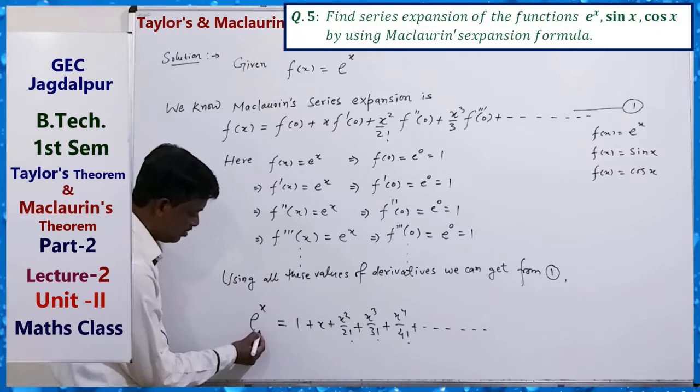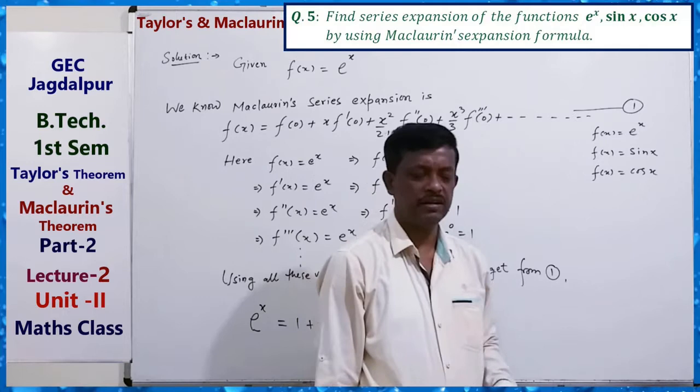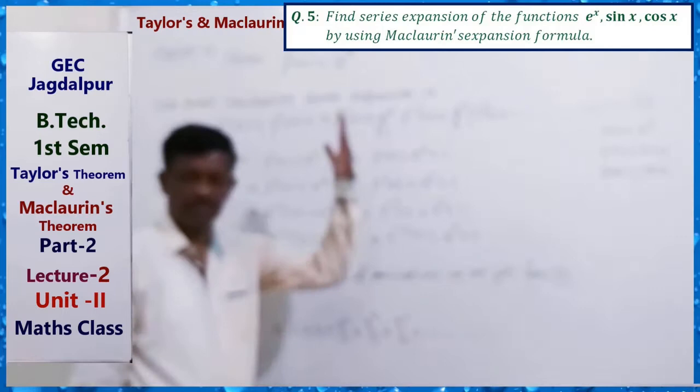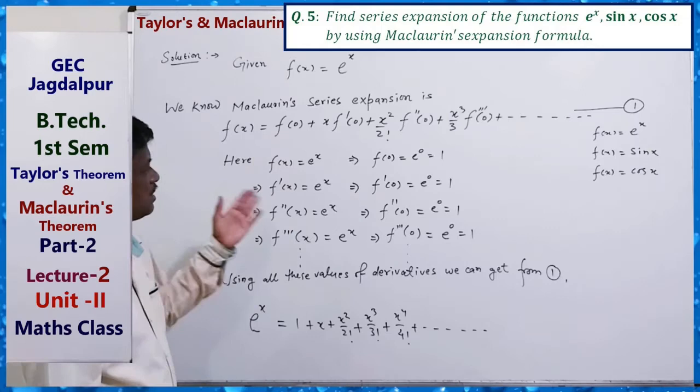This is the exponential series. Similarly, sin x can be found, cos x can also be found. So there is a list of derivatives, a list of series of elementary functions. Just remember this formula. But for sin x, we can also see it here.